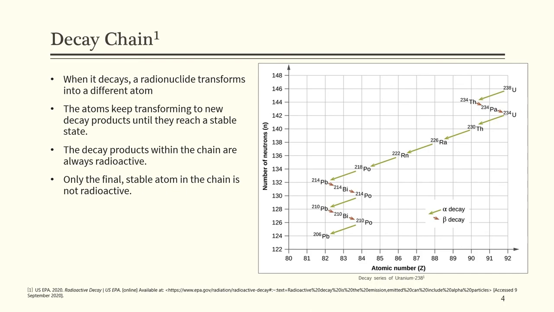When a radioactive element decays, a radionuclide transforms into a different atom. Normally this is only done one time, such as in the case of radiocarbon, which decays into nitrogen-14. However, uranium-238 creates what is called a decay chain, which you can see on the figure here, where through different processes it decays into various radioactive elements, eventually getting to a stable element, which is lead-206.